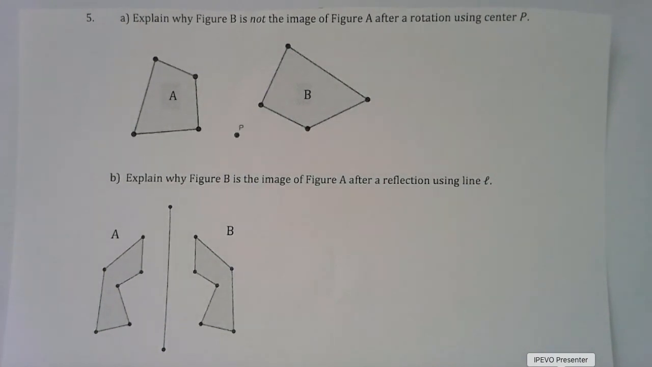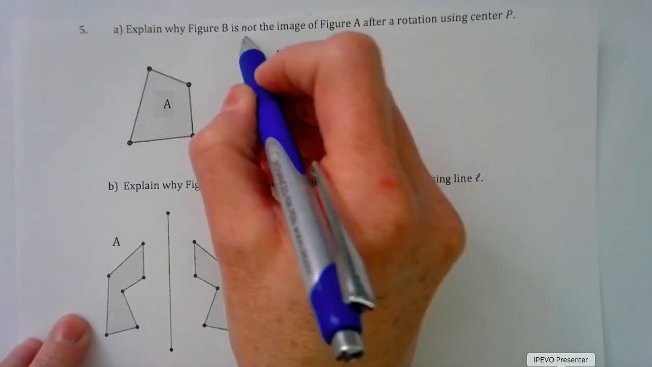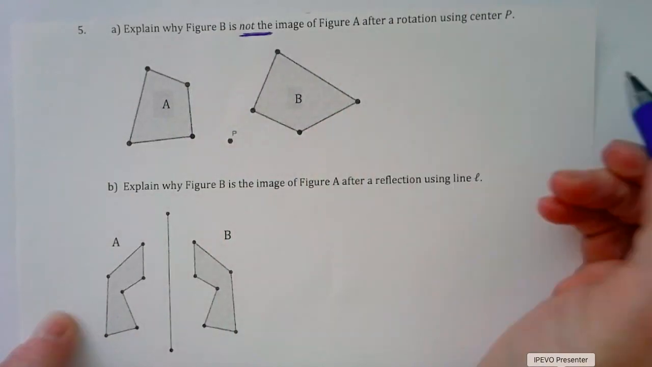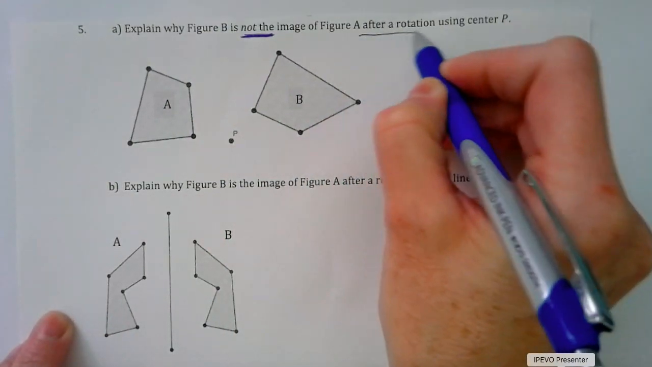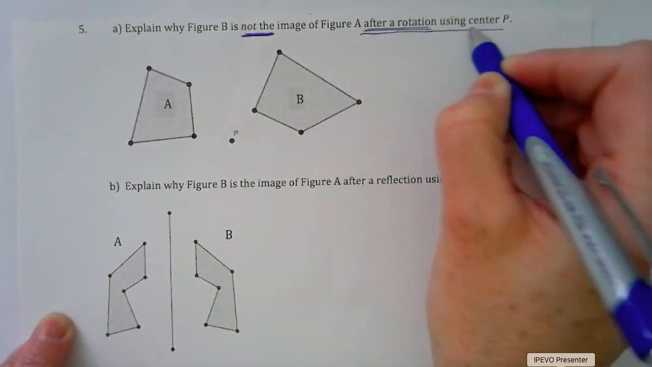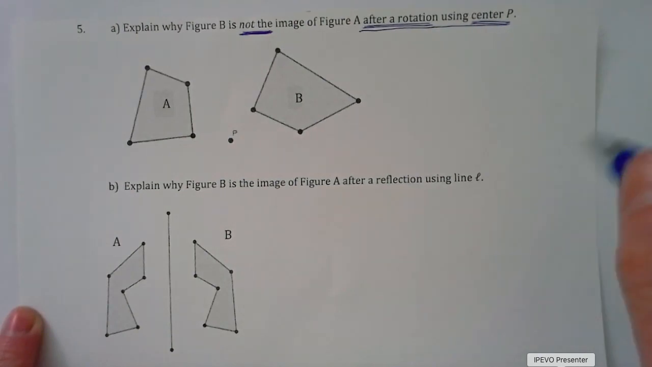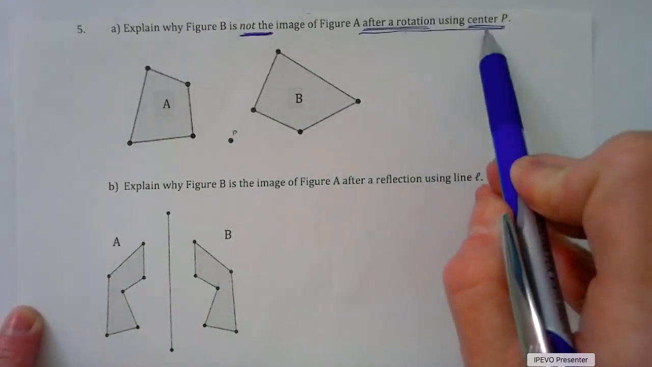All right, number 5. Explain. So we have two parts with A and B. A says, explain why figure B is not the image of figure A after a rotation using center P. So it gives you all of the specifics. So I want to know why it's not the image after a rotation using center P.